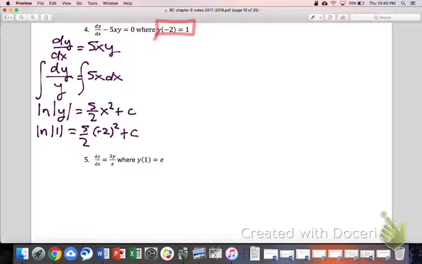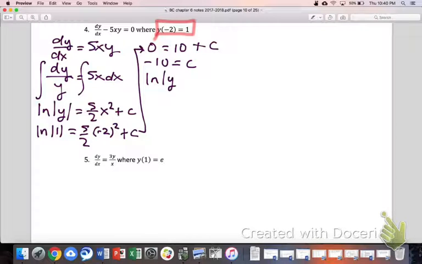I'm going to just continue on and do a little bit of algebra to figure out what the c value is. ln of 1 is 0. And 5/2 of 4 is 10. Then plus c. So I'd subtract 10 from both sides. I get -10 is equal to c. And so my particular solution to this differential equation is, we're almost there, ln of absolute value of y is equal to 5/2 x squared minus 10.